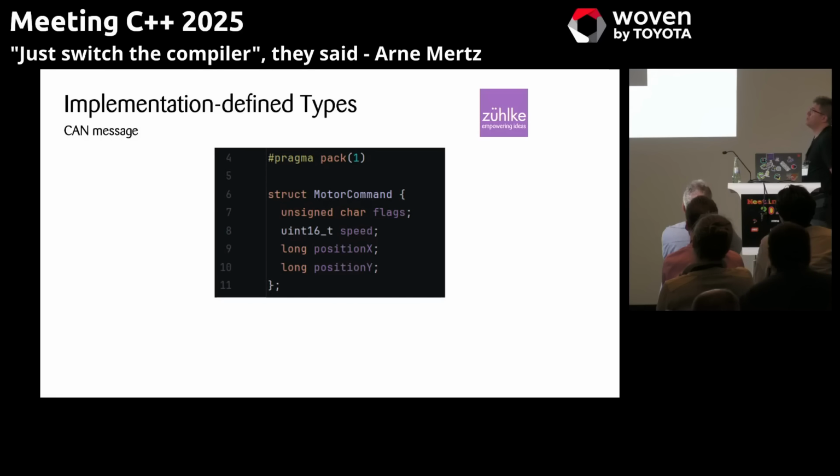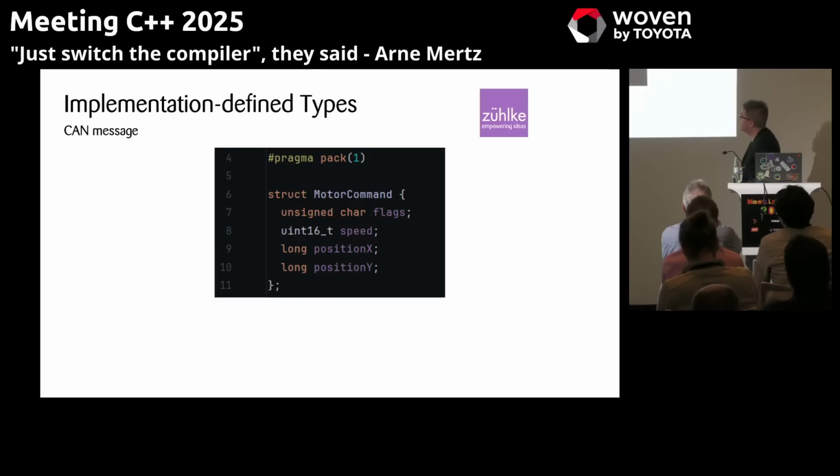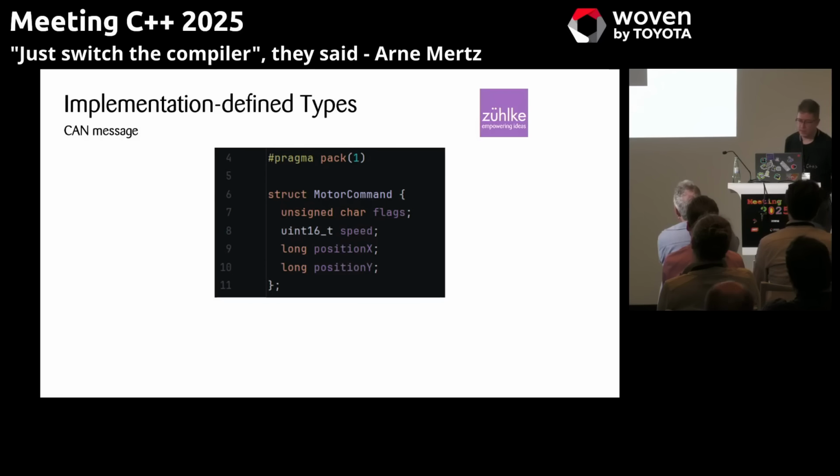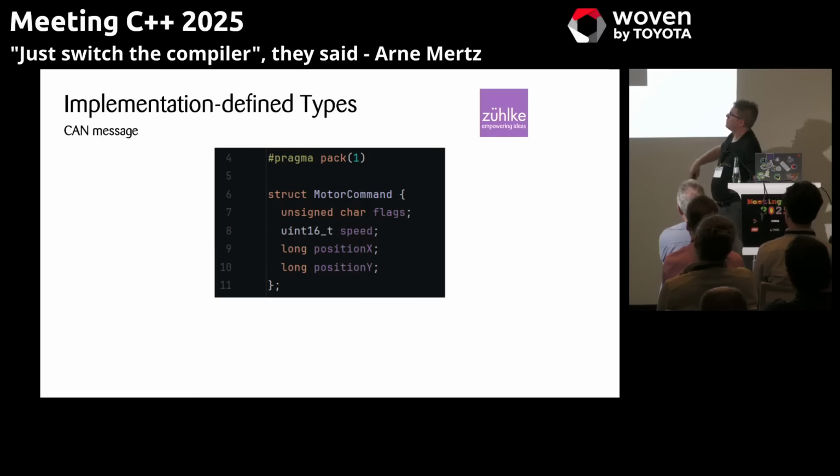There are implementation-defined types. This is a CAN package or something similar to a CAN package, so a network package that we send over the wire to a different device, that has an unsigned char, including some flags. It has an int16_t for speed, and it has two longs for the positions it wants to move to.